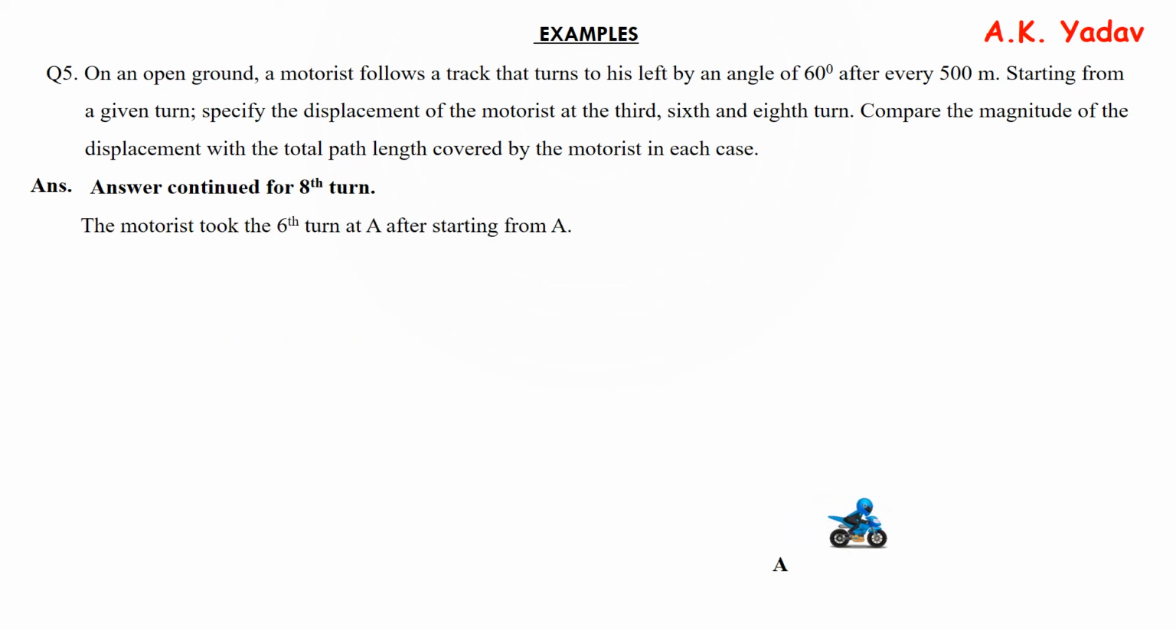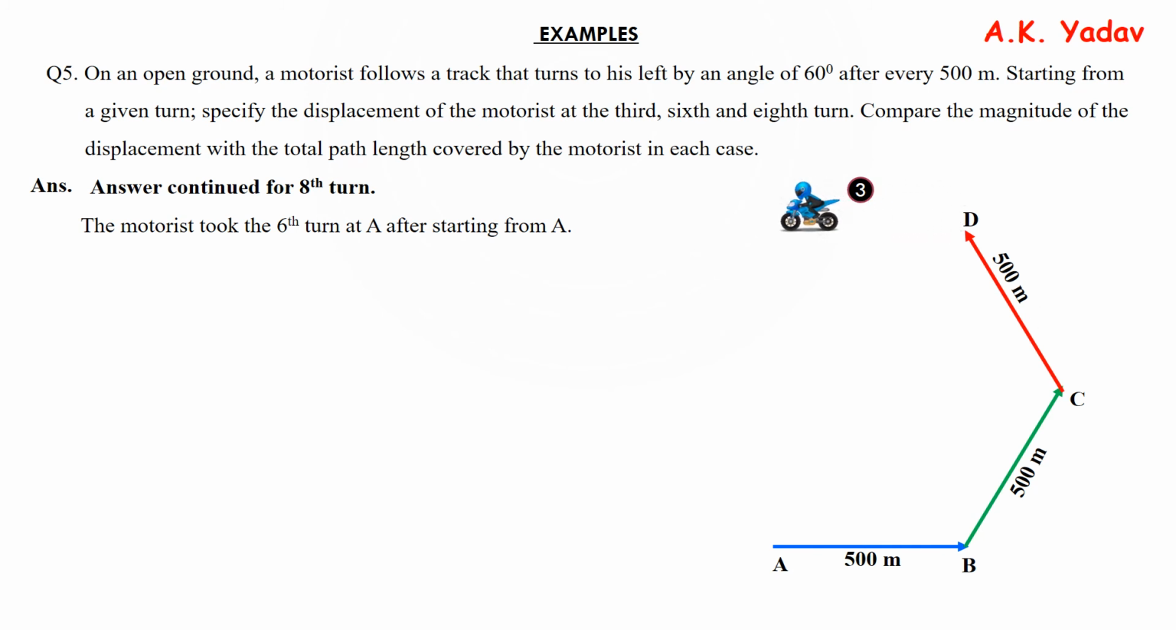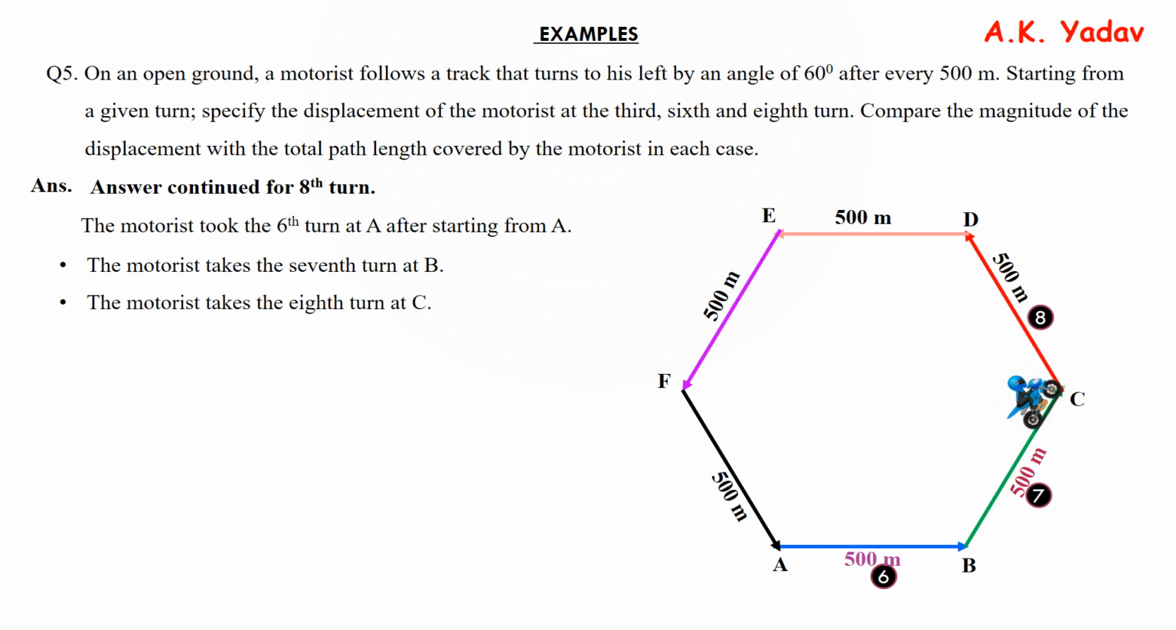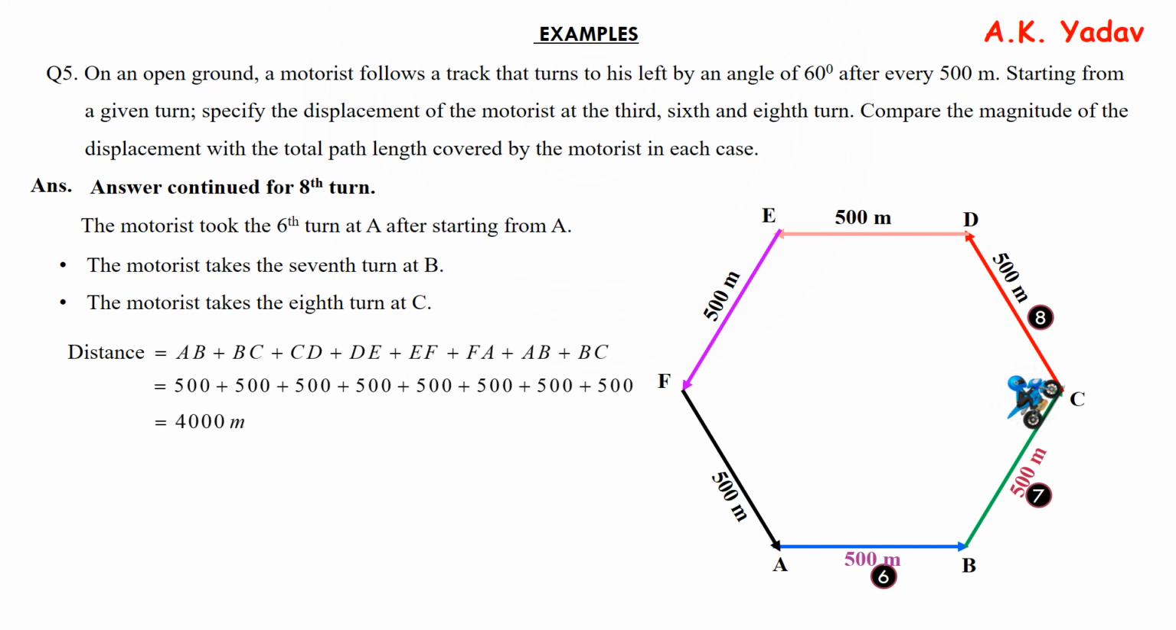Now let us continue for the 8th turn. This was what happened earlier. Okay, now he moved. Then he took the 7th turn at B and he took the 8th turn at C. So the distance is AB plus BC plus CD plus DE plus EF plus FA plus AB plus BC, that is equal to 4000 meters, and the displacement is AC.